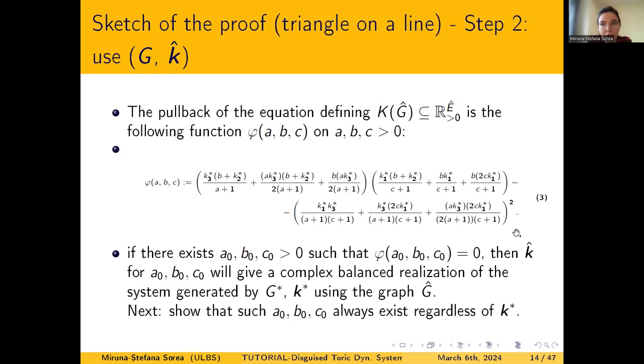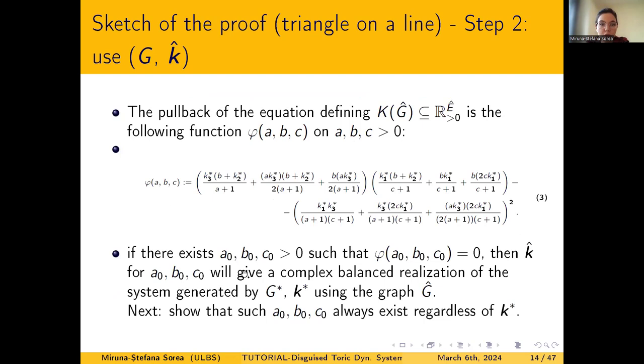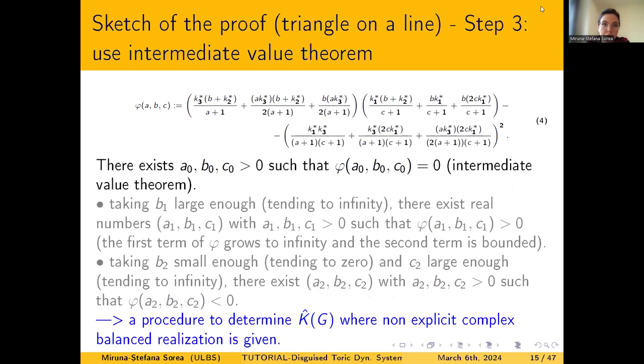So phi of A, B, C is this. Now, to prove the existence of such a triplet A0, B0, C0, in other words, to prove that we find such K hats, we can choose them for some precise A, B, C, so that we have this toric equation. The idea we had is to use the intermediate value theorem, because we notice that making B or C go towards infinity or towards zero, those are the possibilities here, you can check in this expression that in one setting phi of A, B, C is negative, whereas in the other it takes positive values.